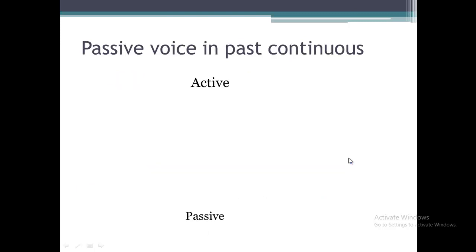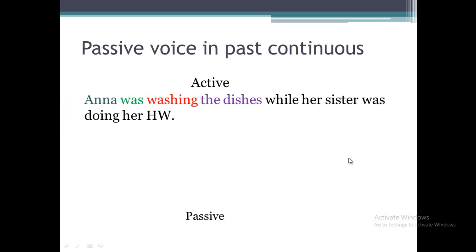More examples. Let's see. Anna was washing the dishes while her sister was doing her homework. Two simultaneous actions in the past. The sentence that I'm interested in is the first one, and I want to change it into passive voice. Here we go. Let's analyze it. Anna is the subject, it's singular. Was washing is the verb to be in the past plus ing, and the dishes is the object and it's in plural form.